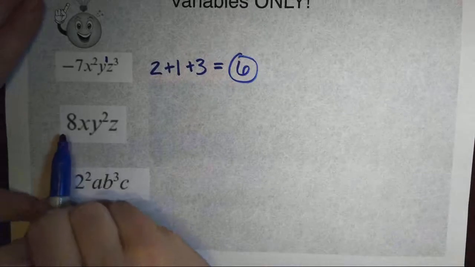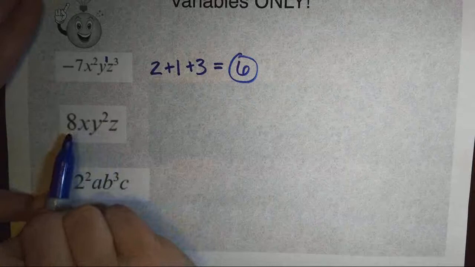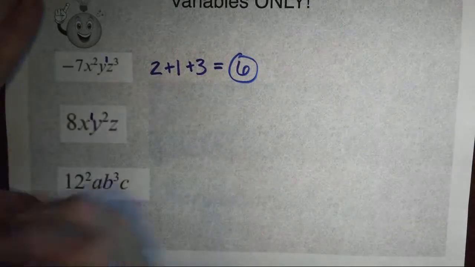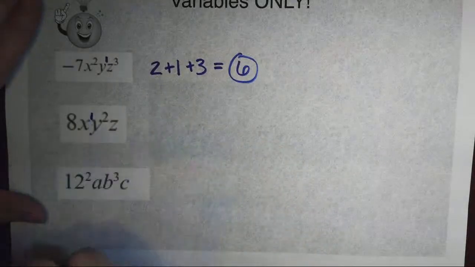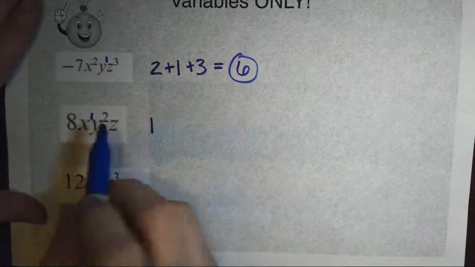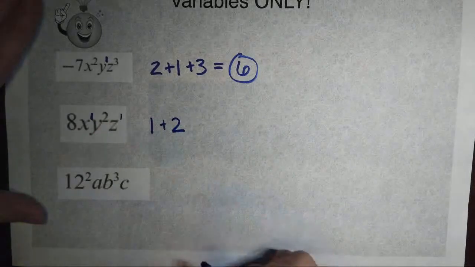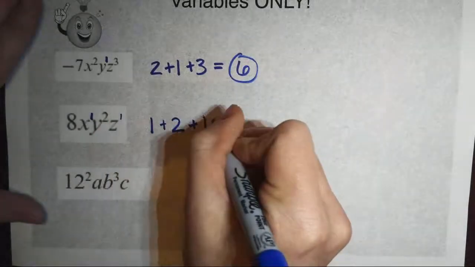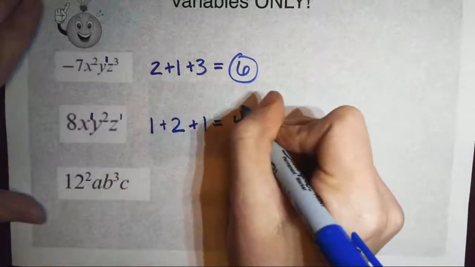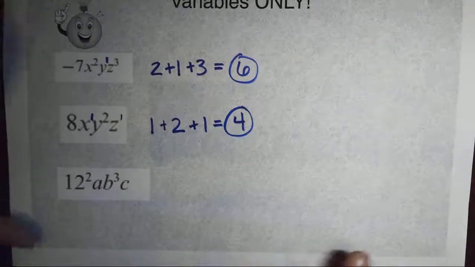In the second example, 8xy squared z, we don't worry about our constant to find the degree. The exponent on the x is 1, because there's no exponent up there, so we have 1. The exponent on the y is 2, and the exponent on z is 1, since there isn't one shown. And when we add all those exponents together, 1 plus 2 plus 1, we get 4. So 8xy squared z has a degree of 4.